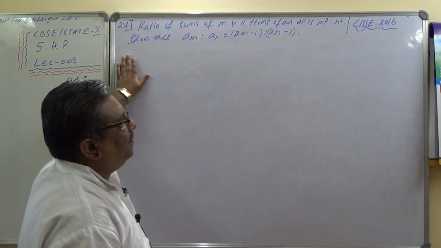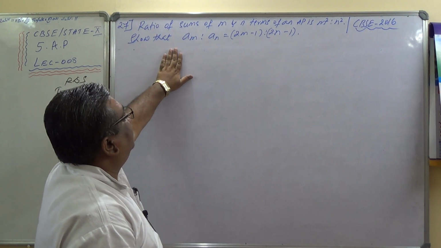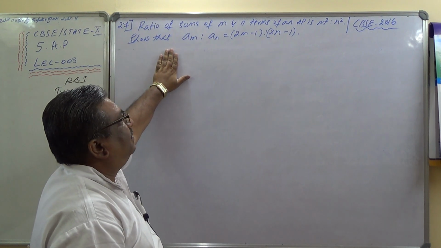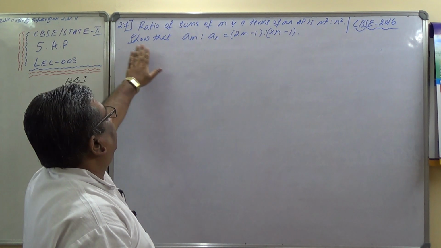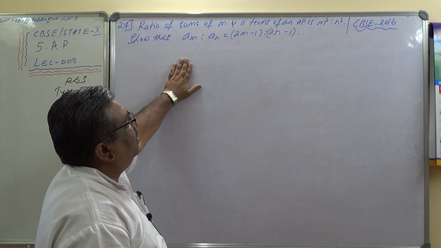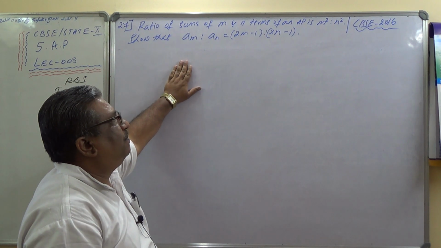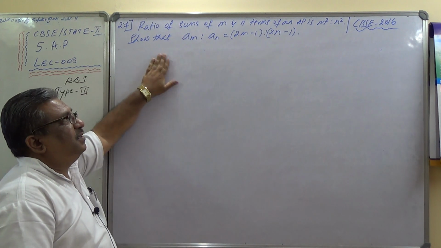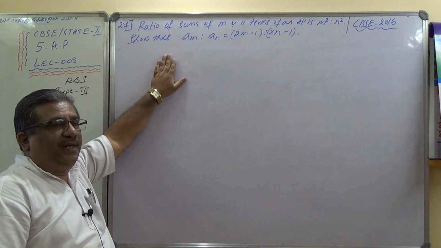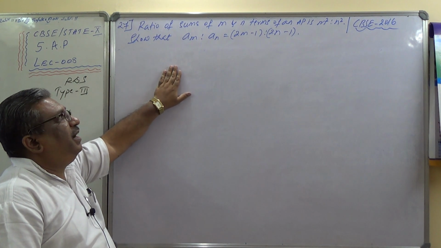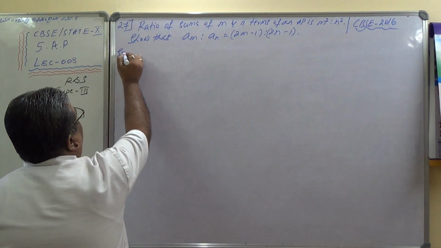Students, here is one typical sum from 2016. Given the ratio of sums of m and n terms of an AP is m square is to n square, show that am is to an is equal to 2m minus 1 is to 2n minus 1. Compared to the previous sum, the difference is that this is a single AP, but in the previous case it was 2 APs. So A and D are the first term and common difference over here. Solution.